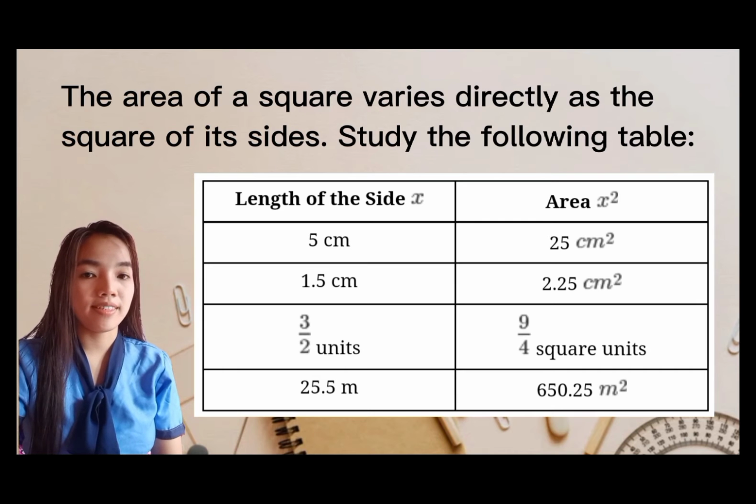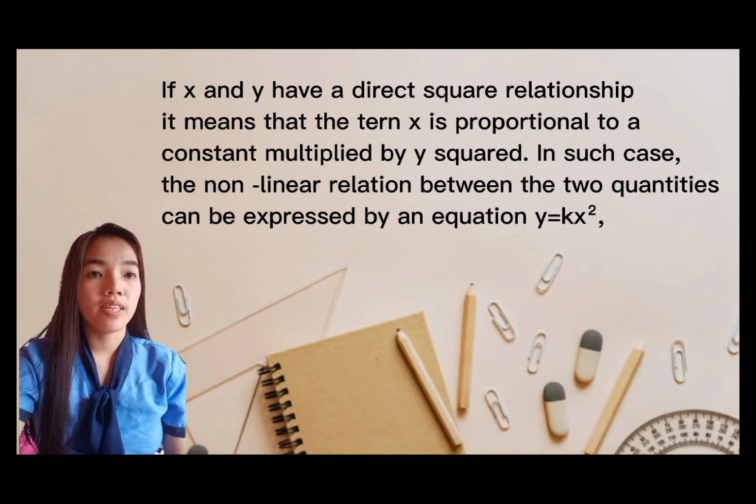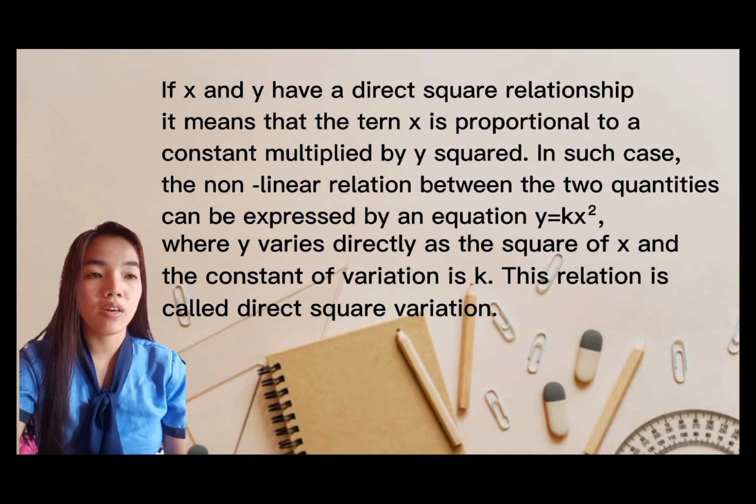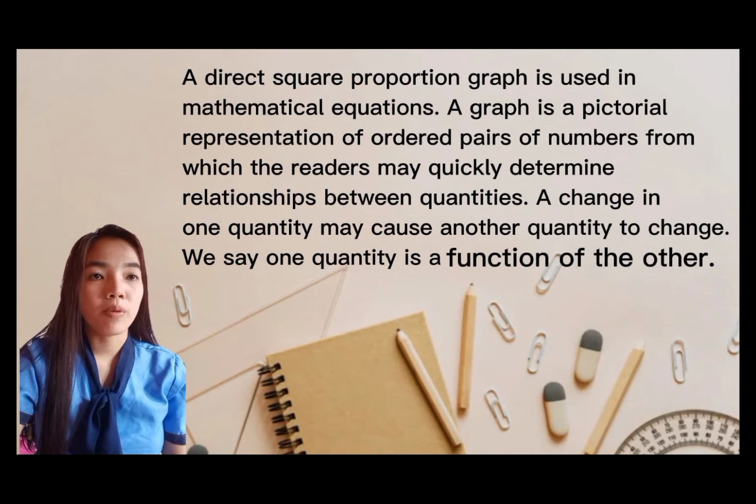If x and y have a direct square relationship, it means that y is proportional to a constant multiplied by x squared. In such a case, the nonlinear relation between the two quantities can be expressed by the equation y is equal to kx squared, where y varies directly as the square of x and the constant of variation is k. This relation is called direct square variation. A direct square proportion graph is used in mathematical equations.